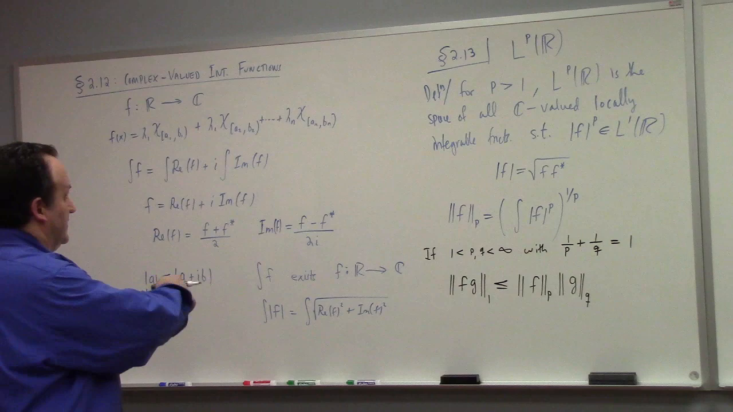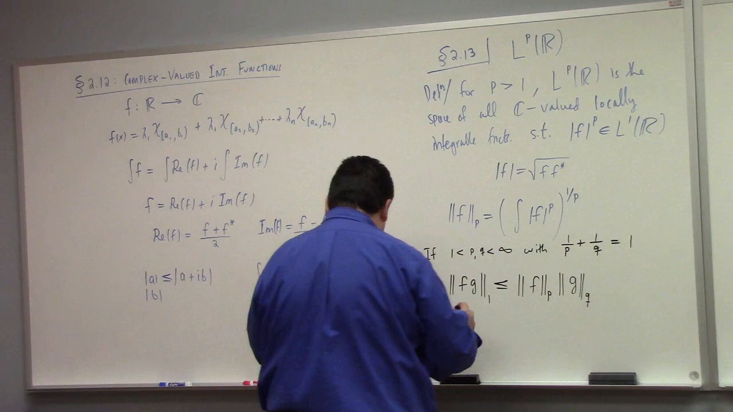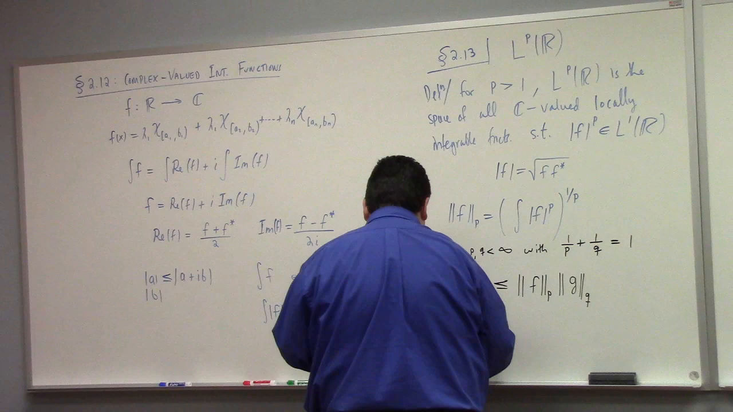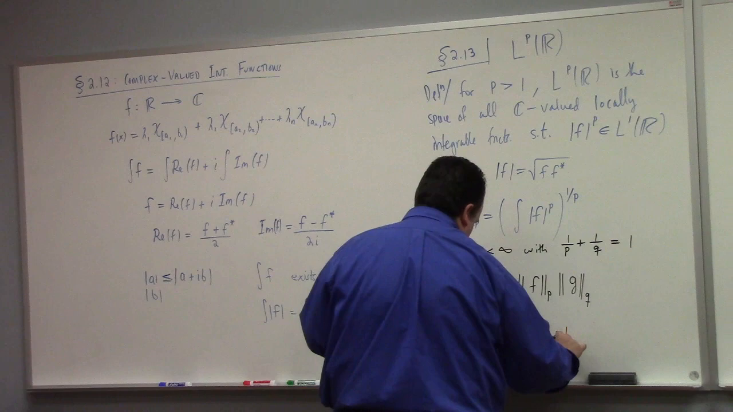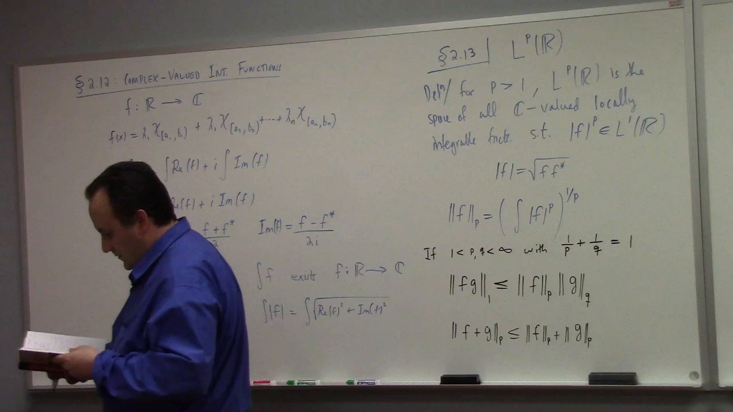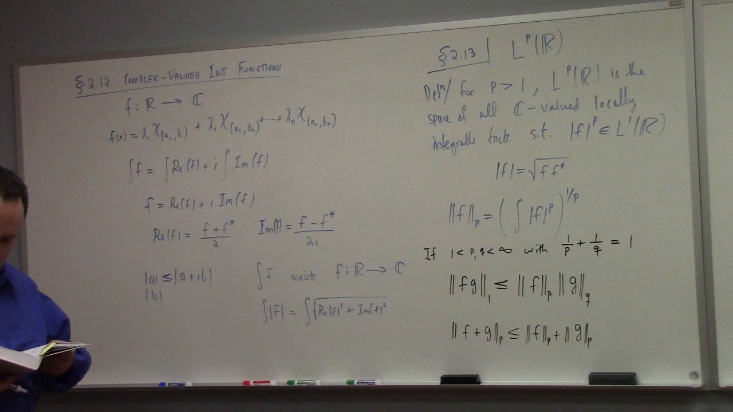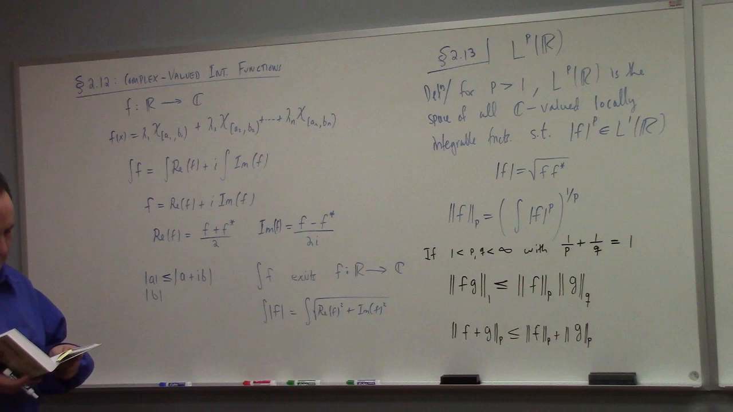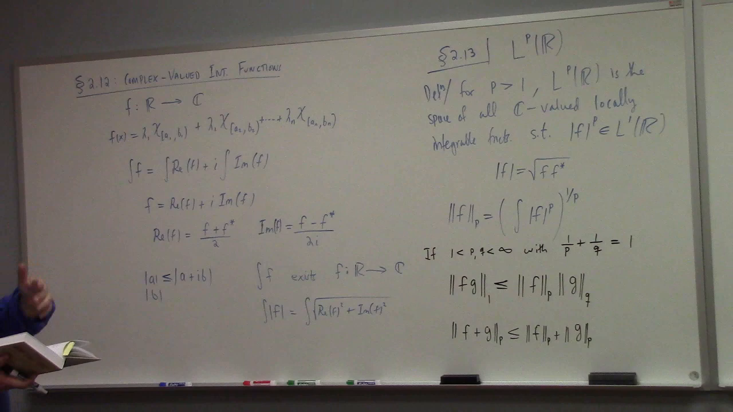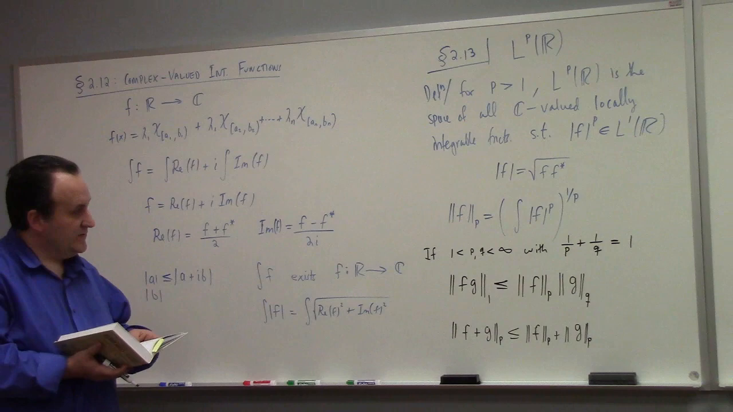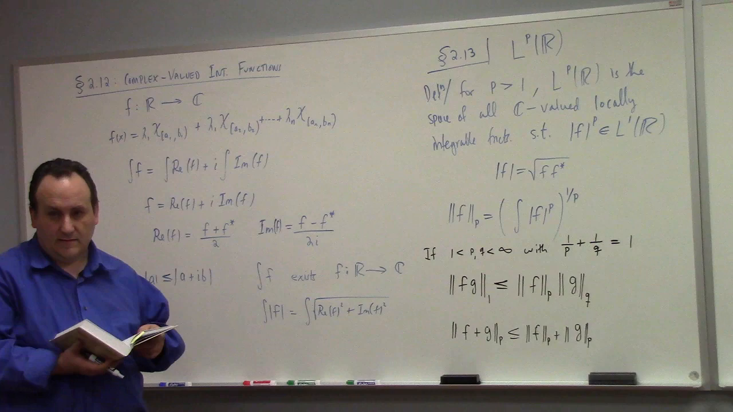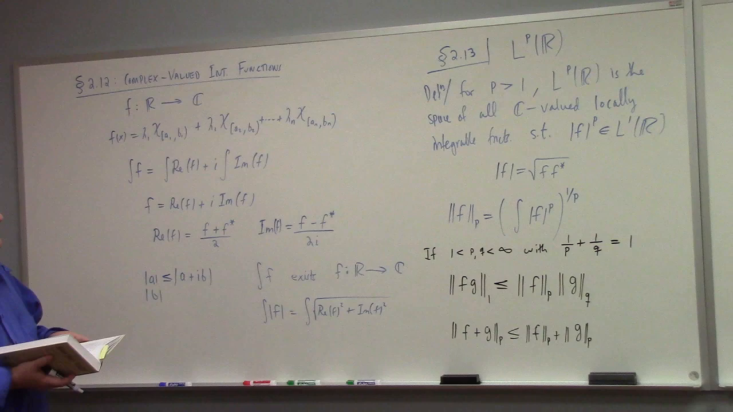And then Minkowski's inequality is the triangle inequality here for this norm. And there, P has 1 less than or equal to P less than or equal to infinity. So in view of those, and the fact that you can argue it's a vector space, you've got a vector space and a norm, so LPR is a normed linear space. But then his next theorem, 2.13.4, is that in fact this space is complete, right? So LPR is a Banach space. The space of all complex valued locally integrable functions forms a Banach space.